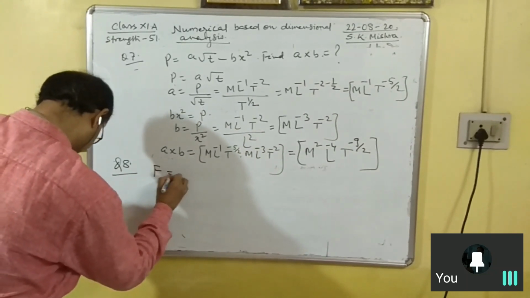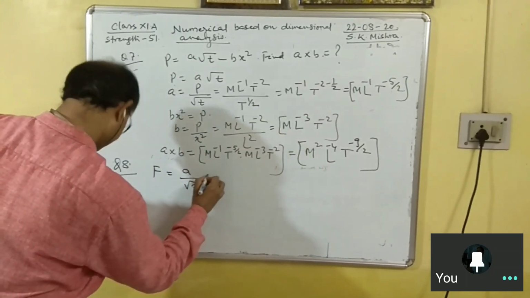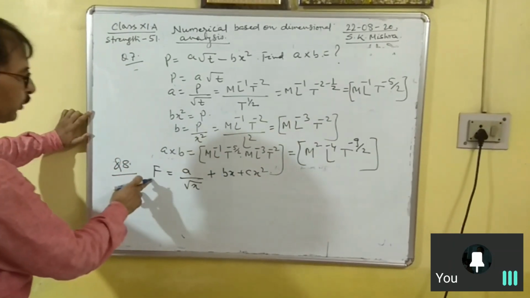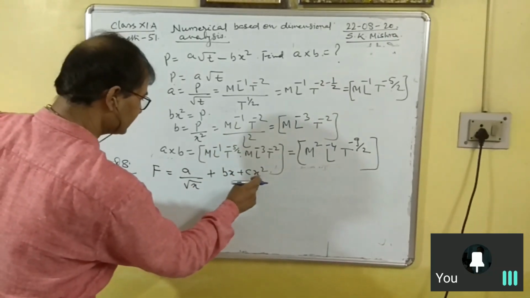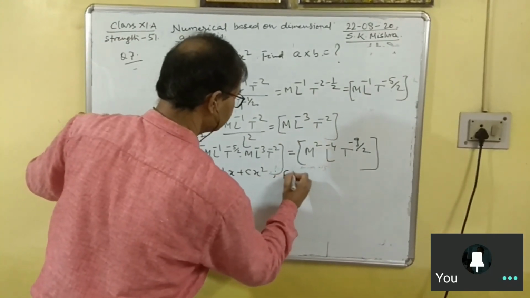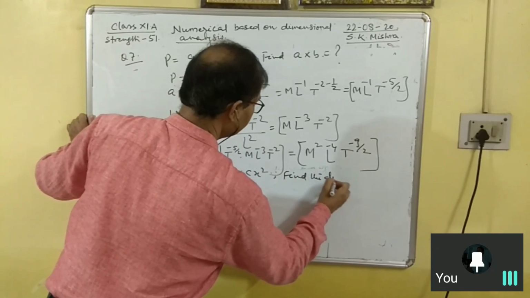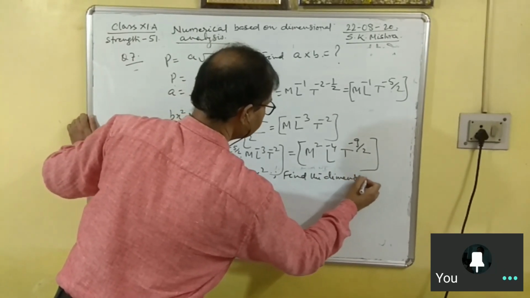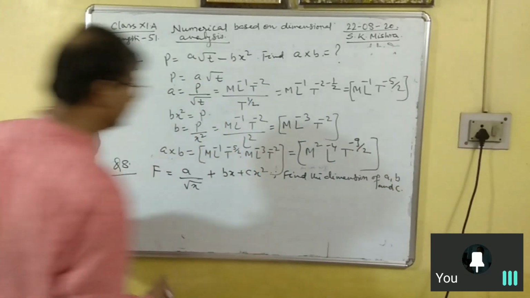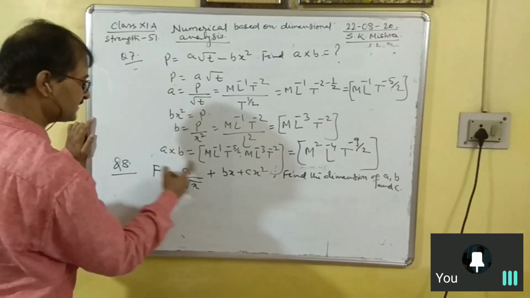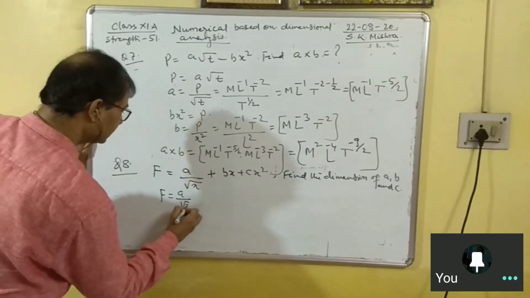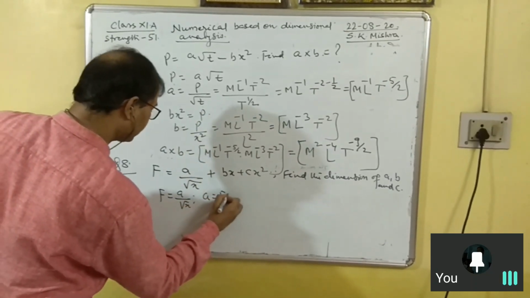Force F is equal to A by root x plus bx plus cx square. Now I have force, x is distance. You have to find the dimension of A, B and C. This is the question. So how will you find? This is force, so this term should have the dimension of force only. So F is equal to A by root x. So what is A? F root x.